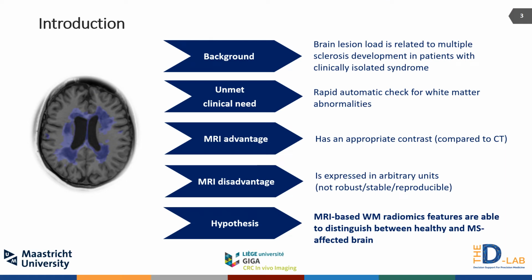In clinically isolated syndrome, brain lesion load is a prognostic marker. The unmet clinical need is an aid for rapid automatic check for white matter abnormalities, including lesions. The common clinical tool in multiple sclerosis is MRI, as it has an appropriate contrast, but the images are expressed in arbitrary units, which makes it challenging to perform automated analysis. Within this study, we hypothesize that MRI-based white matter radiomics features are able to distinguish between multiple sclerosis and non-multiple sclerosis brain.